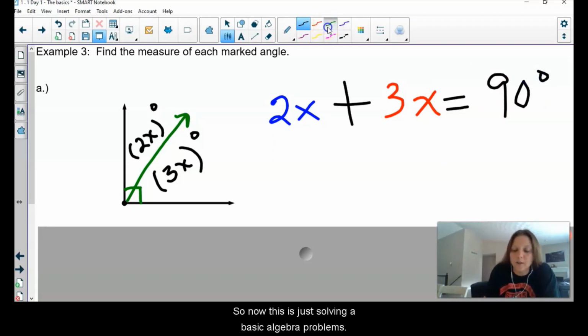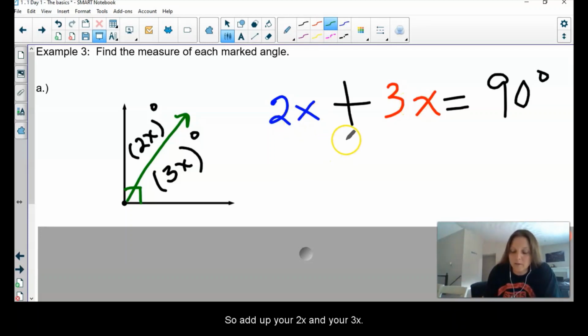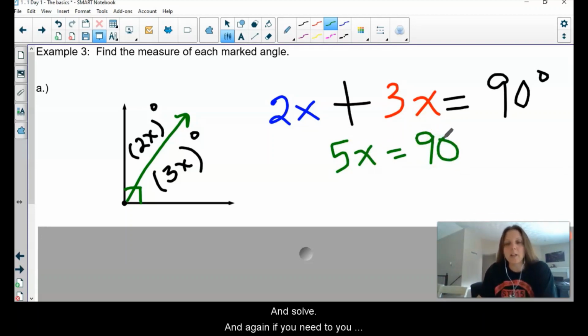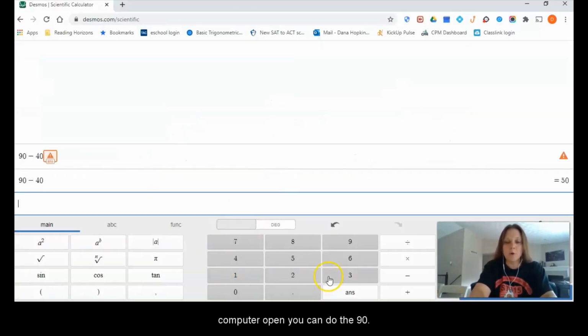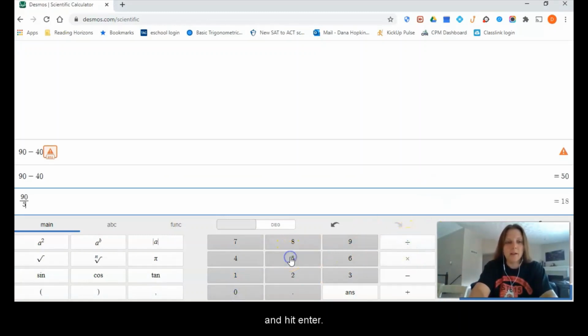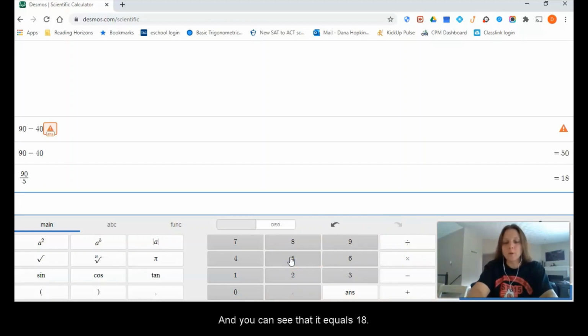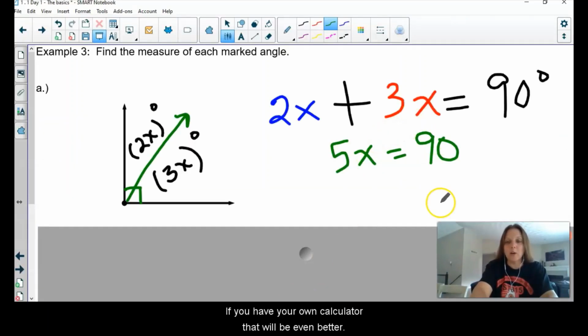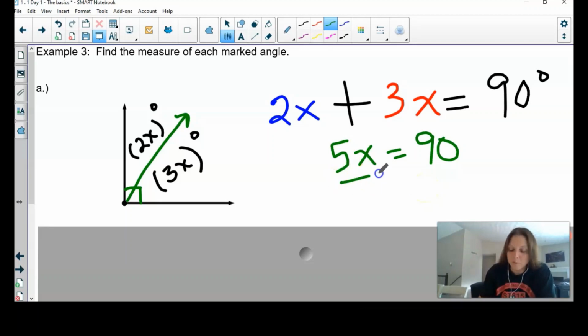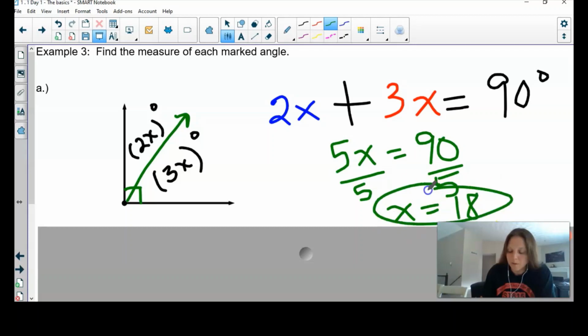So now this is just solving a basic algebra problem. So add up your 2x and your 3x and solve. And again, if you need to, you can just click back and forth to Desmos. If you have your computer open, you can do the 90 divided by the 5 and hit enter. And you can see that it equals 18. If you have your own calculator, that will be even better, just because you don't have to keep flipping the screen back and forth. But there's your answer, x equals 18.